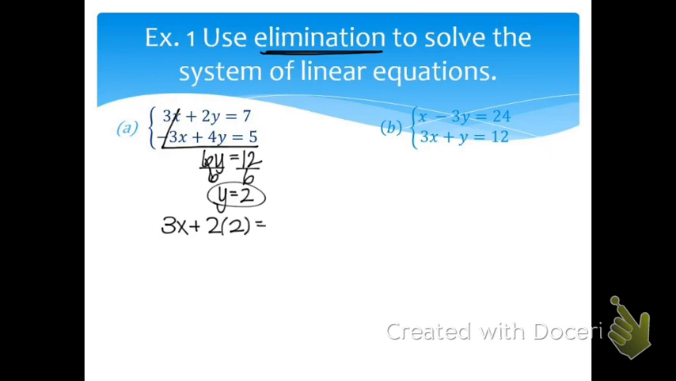Okay? So, we obviously have to do what first? Multiply. So we have 3x plus, what's 2 times 2? 4 equals 7. Now go ahead and solve this and listen while you do that.